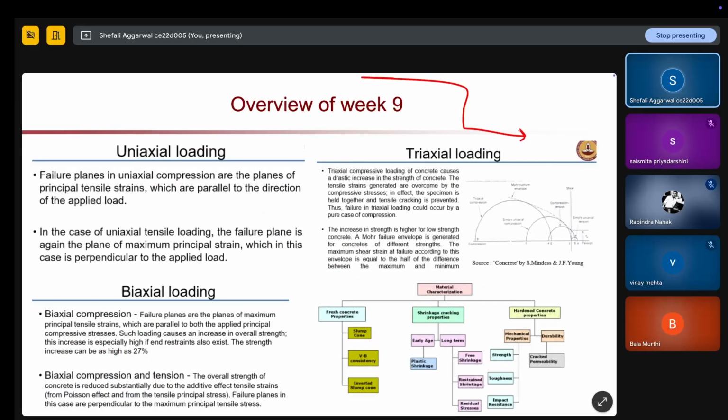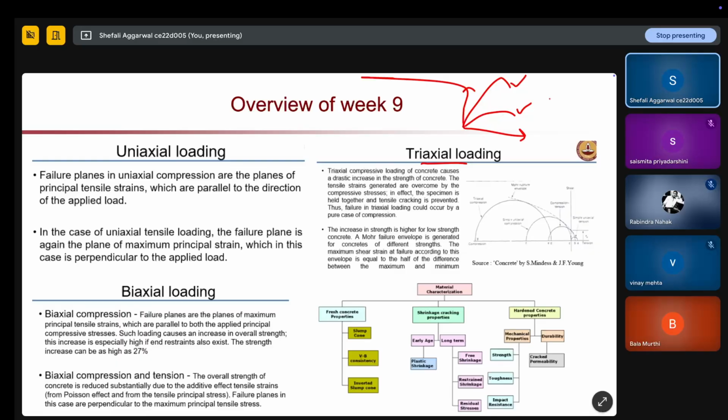If this is your stress strain curve, this is your low strength concrete, this is your high strength concrete. What we are telling is, when we are applying triaxial loading, there is an increase in strength value, and that increase will be more in lower strength concrete as compared to higher strength concrete. Why will it be like that?